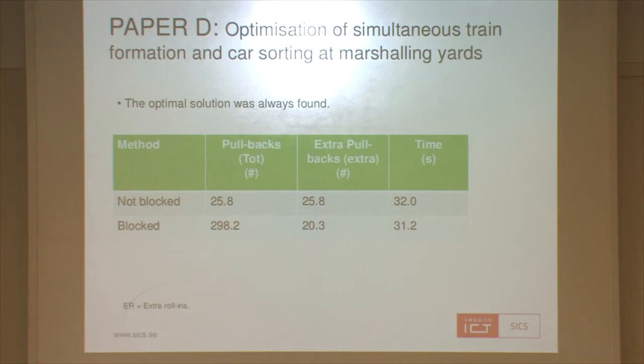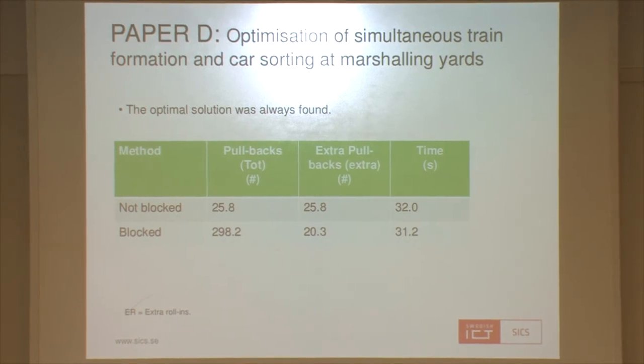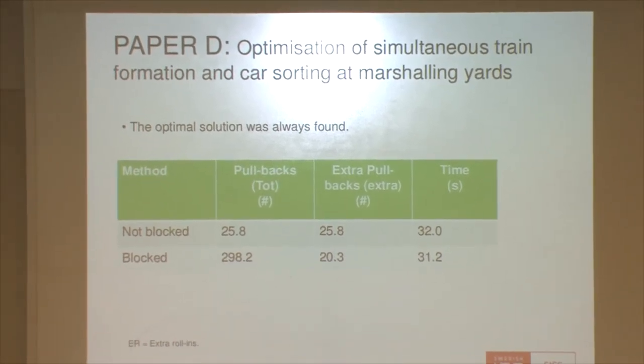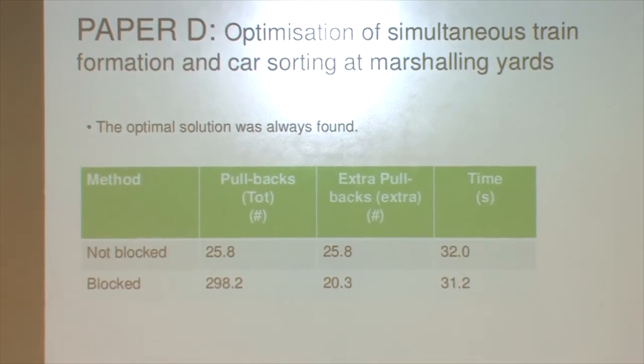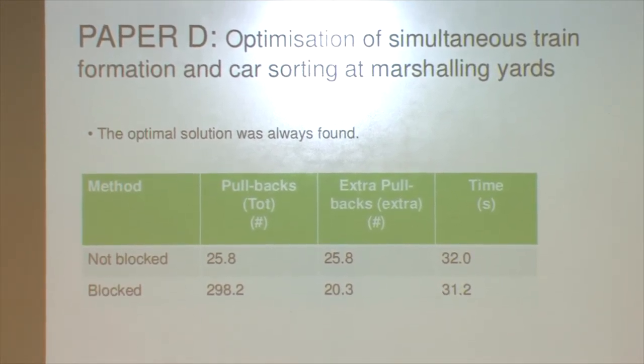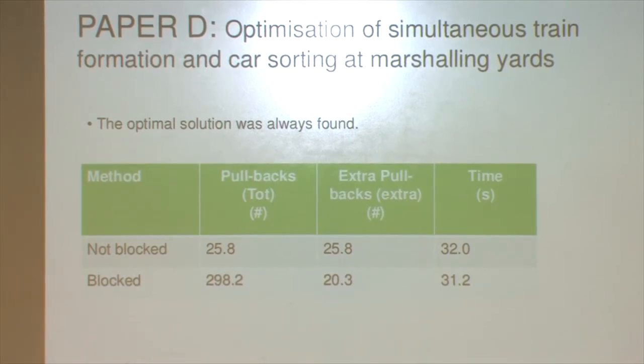So we did that, and these are the results that we get. Once again, we always find the optimal solution within 20 minutes, and it actually goes about as fast, so we're not too worried about the execution time. When it comes to the total number of pullbacks, when we have block trains, that is when we have orders in the outbound trains, we do need a lot more pullbacks, as I said.